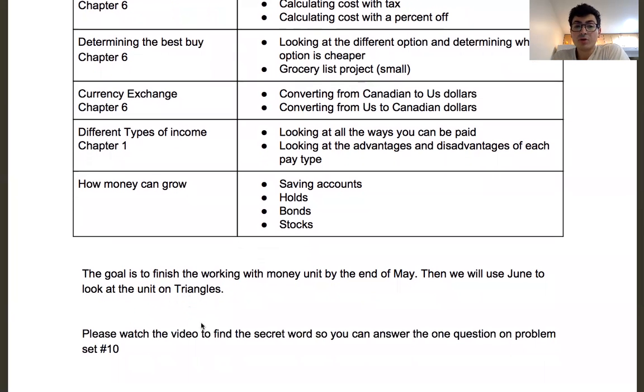Okay, so the goal is to cover all this in about a month, which is pretty quick, maybe a month and a week or so. And then we're going to move on to look at the unit on triangles. Now this unit normally would be about a month. We're going to shorten it to about 2 weeks because we're coming up on June, and I think we only go until like the 20th of June, or maybe the 24th. We're going to mainly look at Pythagorean theorem and how to deal with right triangles and the basics of angles.